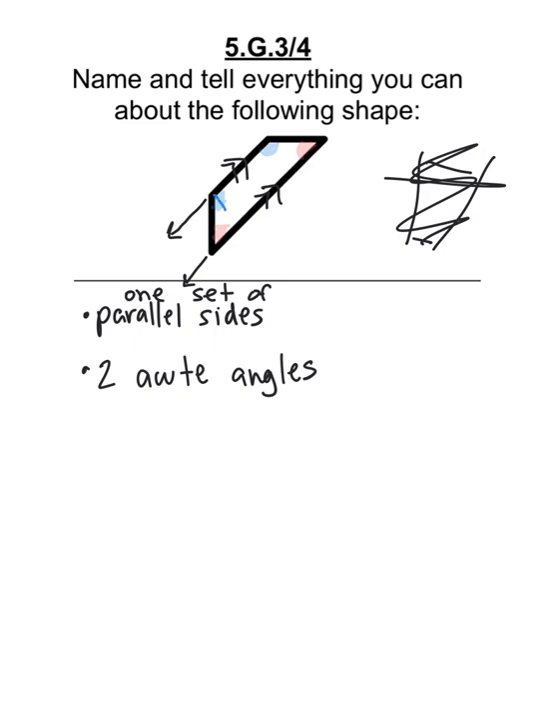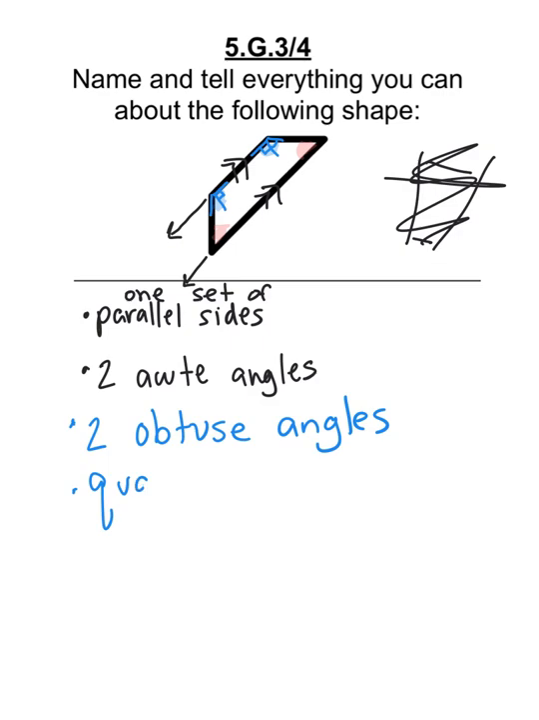So if I draw a line going this way, that's my 90-degree angle, and then this is extra, so that shows me that it's bigger than 90 degrees. Same thing here. I've got 90 degrees, and then this is extra. So there are 2 obtuse angles. Now it is a quadrilateral because it has 4 sides.